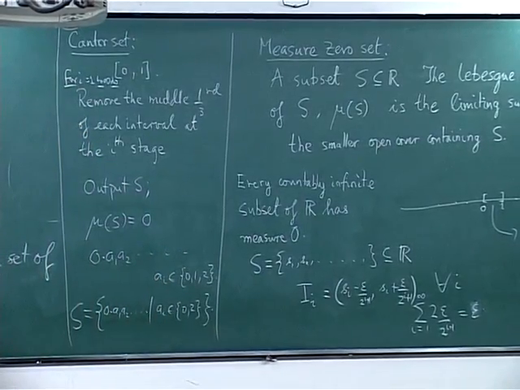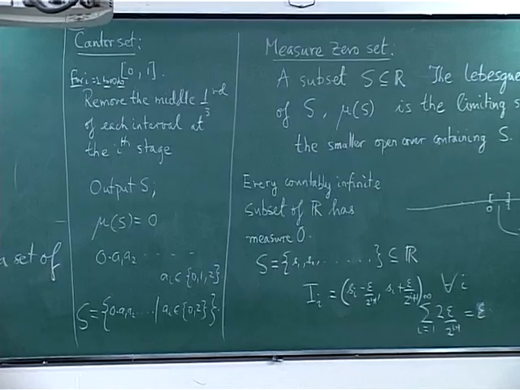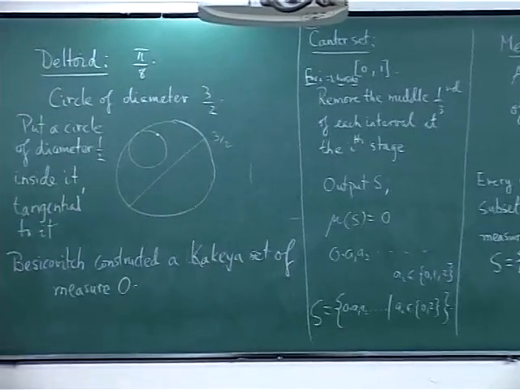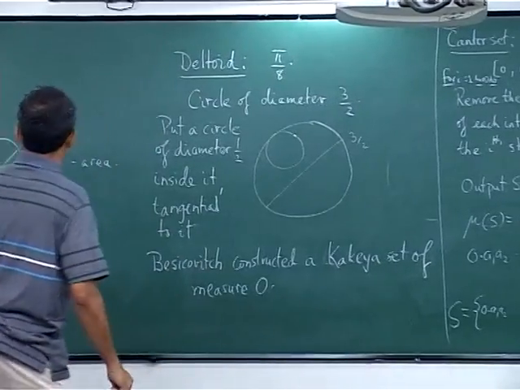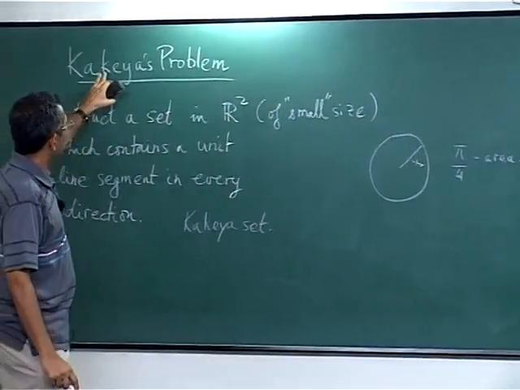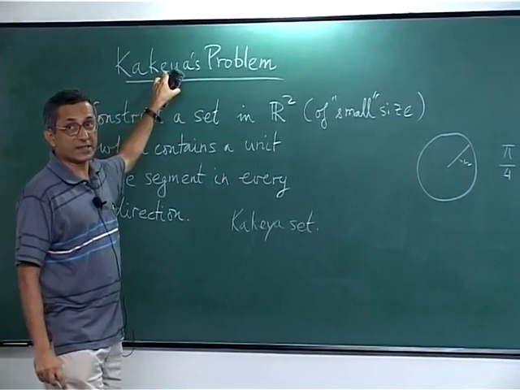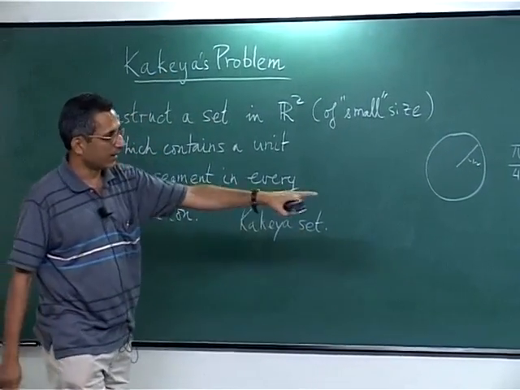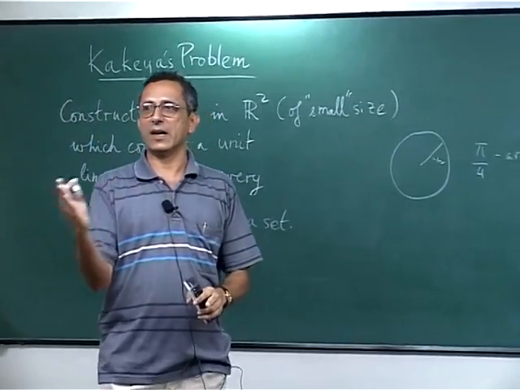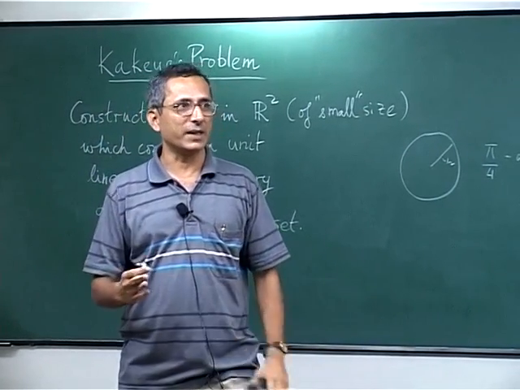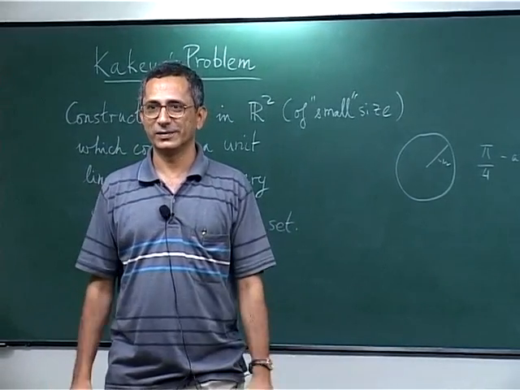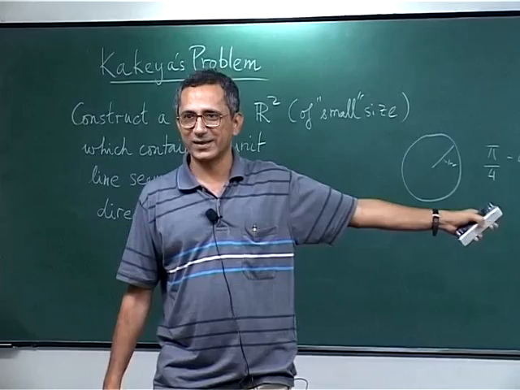you have Kakeya sets of measure 0. But what is the Kakeya problem, which is a long-standing open problem? Something of Kakeya's original intuition, what he conjectured was, and it turned out to be wrong as proved by Besicovitch, he conjectured that if a set in R2 contains a unit line segment in every direction, then it cannot be of measure 0, and that was proved false.